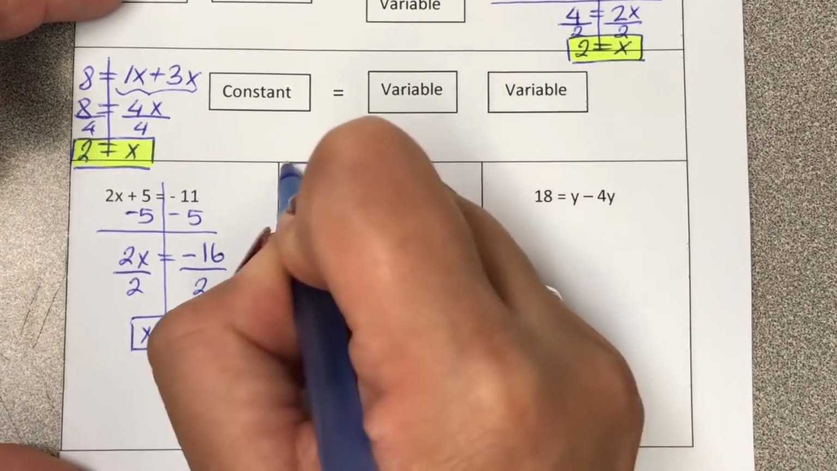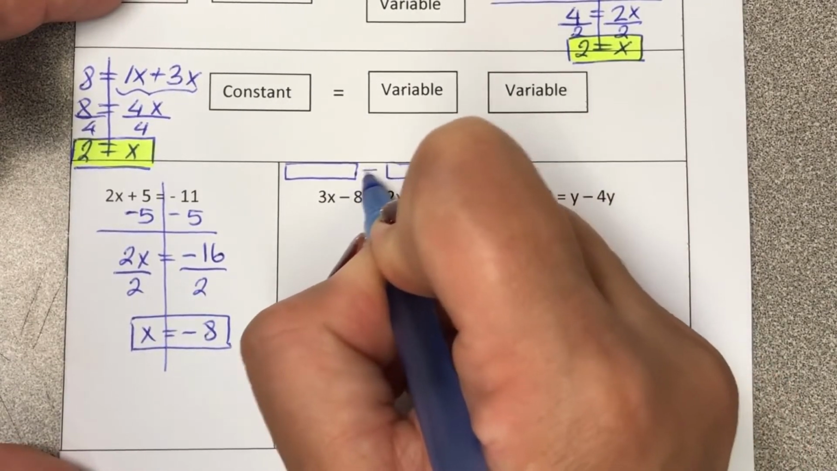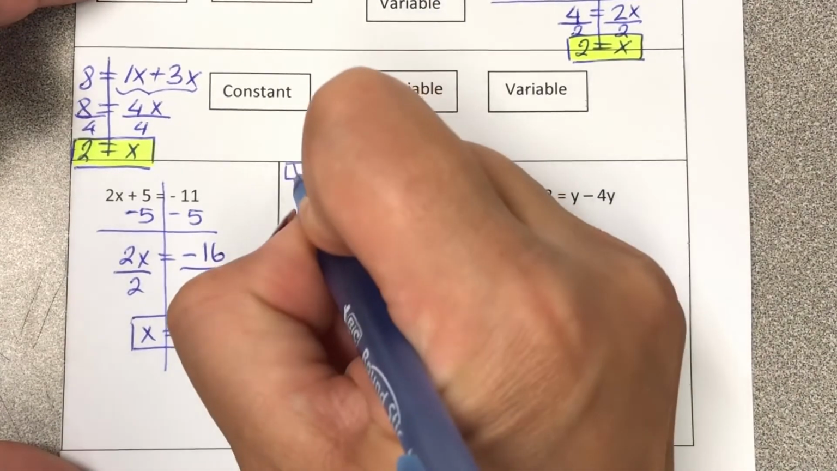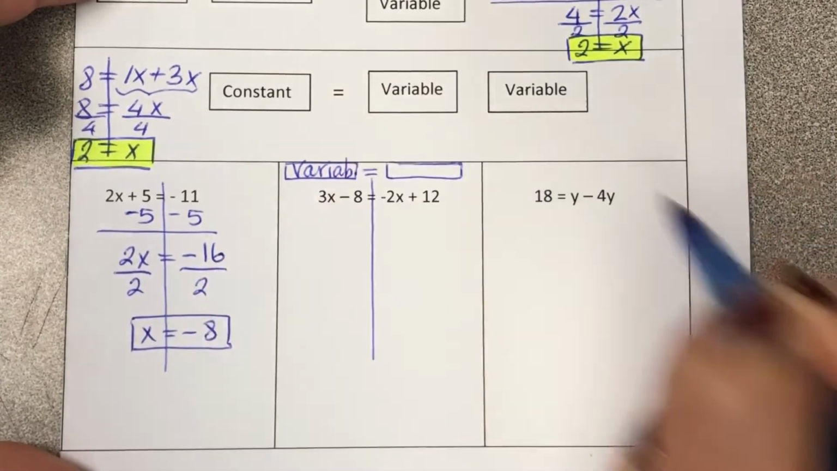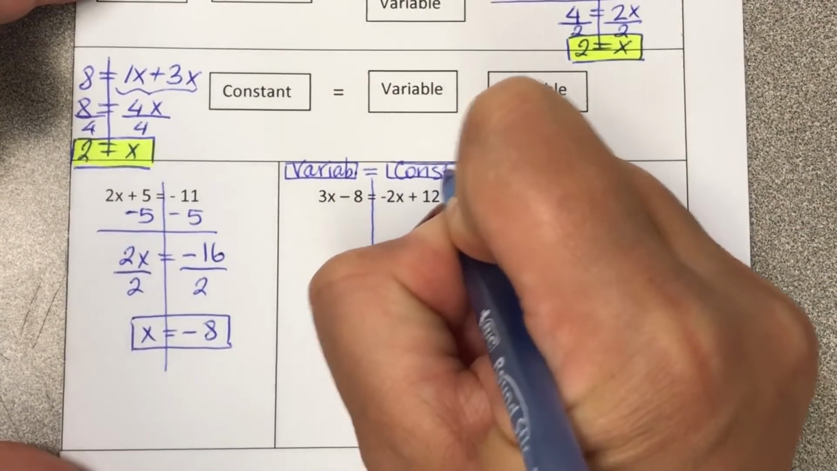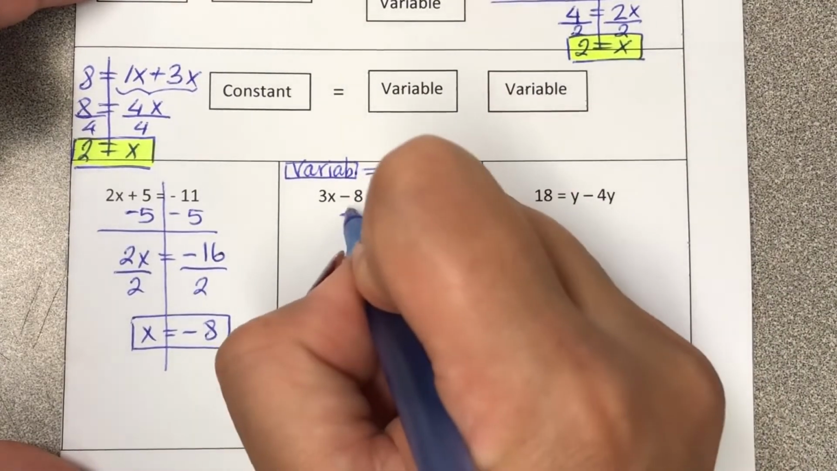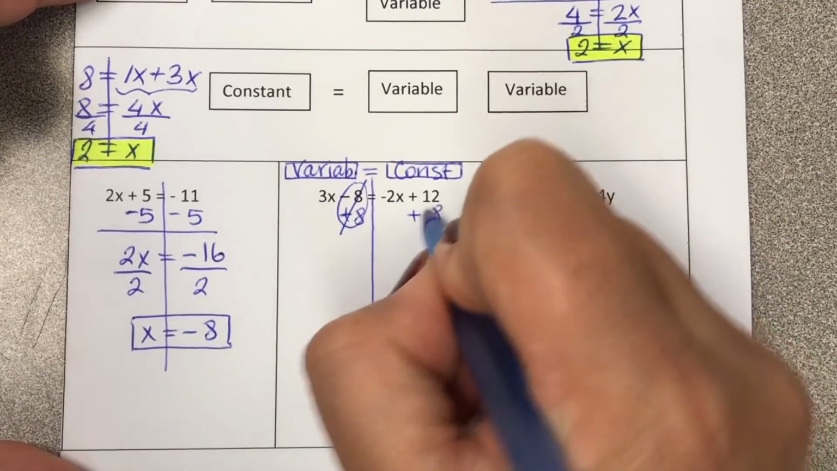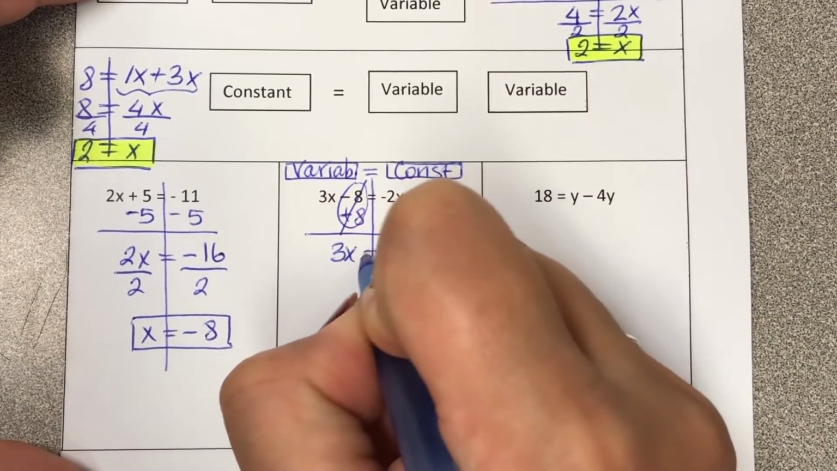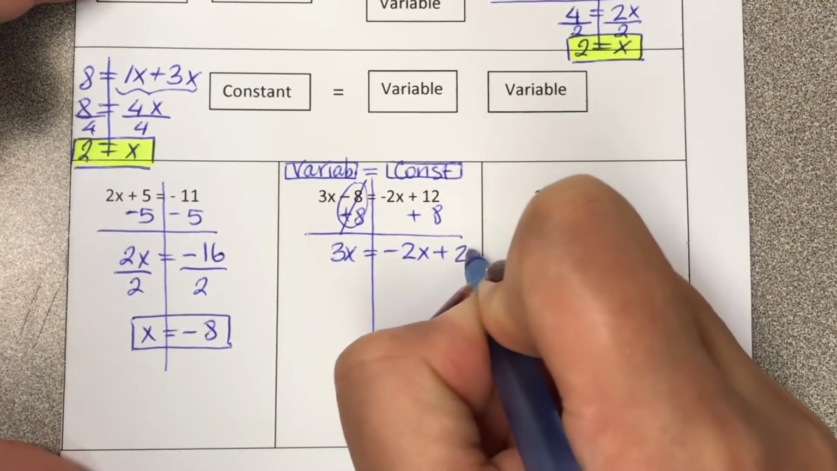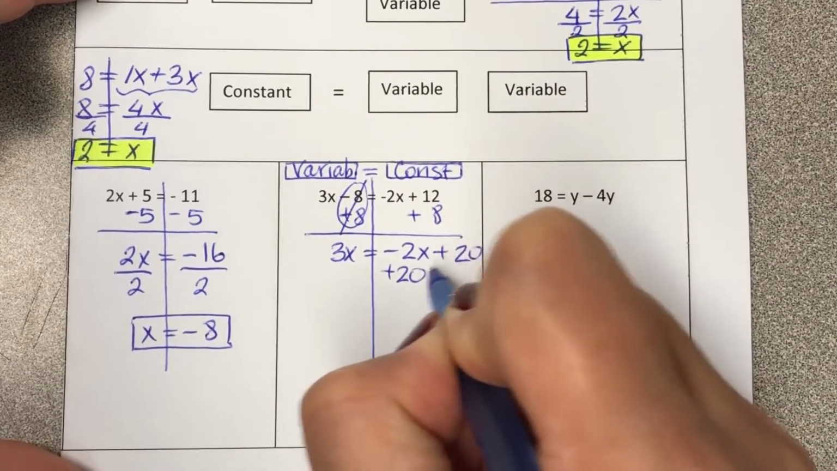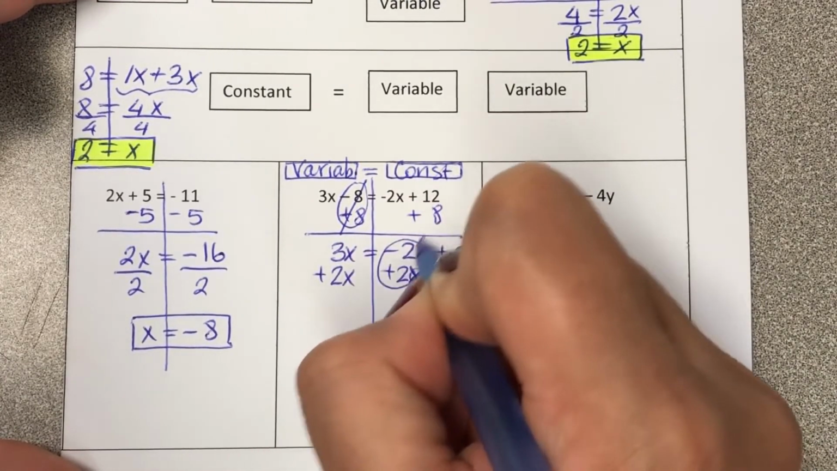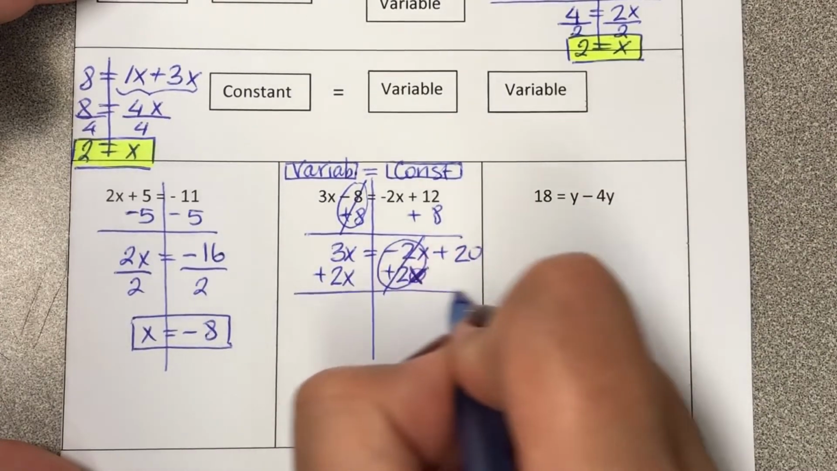From one side to the other, you can make a choice. Where do you want your variables to be and where do you want your constants to be? So I like the variables to be on the left and constants on the right. I'm going to use the inverse operation to remove the constant from the variable side. 3x equals negative 2x plus 20. And then I'll use the inverse operation on the variable term, plus 2x, to remove the variable term from the constant side.